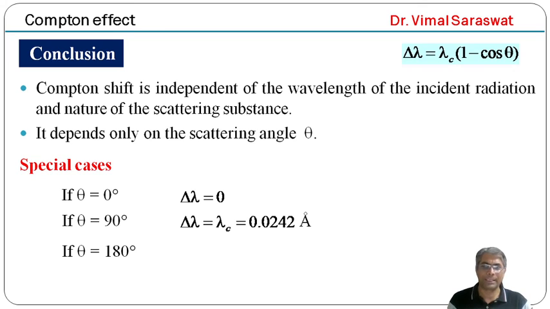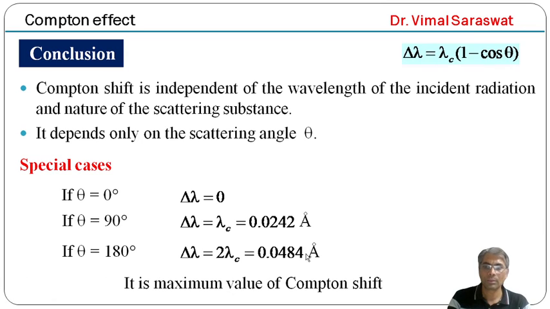If theta equal to 180 degree, then cos 180 equal to minus 1. So 1 minus of minus 1 will be 2. So delta lambda equal to twice lambda c. So in this case, the Compton shift will be twice the Compton wavelength, or delta lambda equal to 0.0484 angstrom. And it is the maximum value of Compton shift. So Compton shift will be maximum only when the scattering angle theta equal to 180 degree.